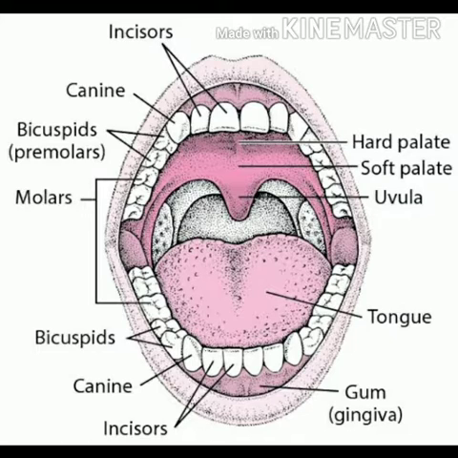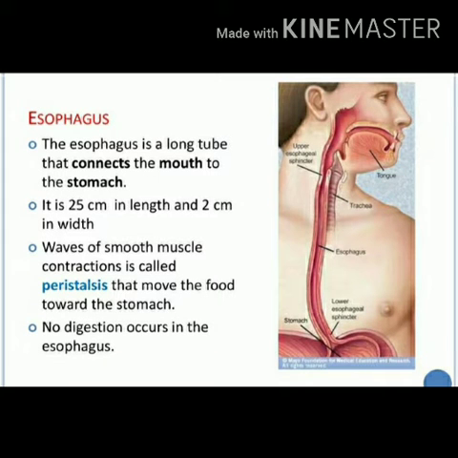Okay, and the opening of the trachea is guarded by a small flap that is called epiglottis. The main function of the epiglottis is to avoid entry of food into the windpipe, or you can say the trachea. Our next is esophagus.